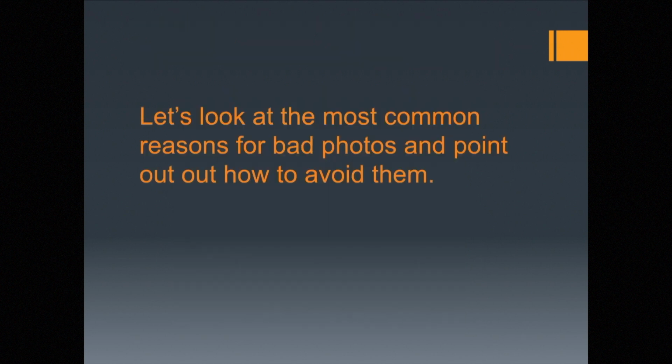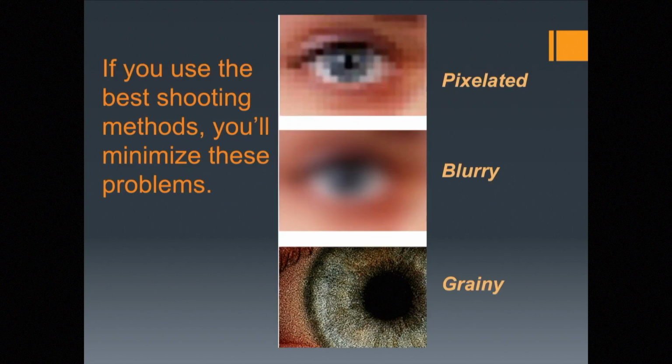Let's look at the most common reasons for bad photos and then point out how to avoid them. If you use the best shooting methods, you'll minimize these problems: the pixelated problem, the blurry problem, and the grainy problem. Pixelation is when you enlarge the photo too much. We'll talk about that. Blurry is pretty self-explanatory. Grainy is when you're in a very low light situation and your camera is struggling to get enough light.